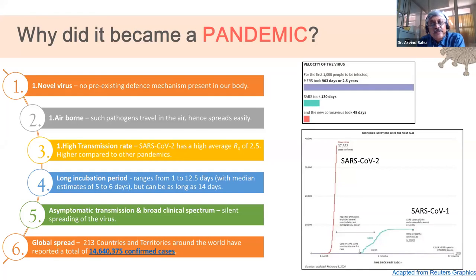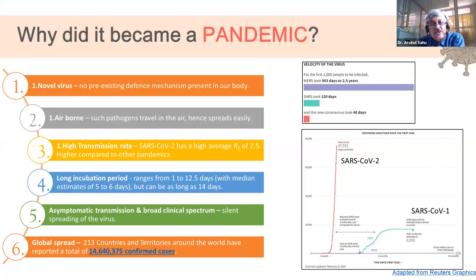The fourth point is the long incubation period. When people are infected, it can be anywhere from 1 to 12.5 days. And so they are incubating, they are traveling, and they don't know that they have this infection. And therefore, they are carrying it to different places. And that's how the virus can move from one place to another.